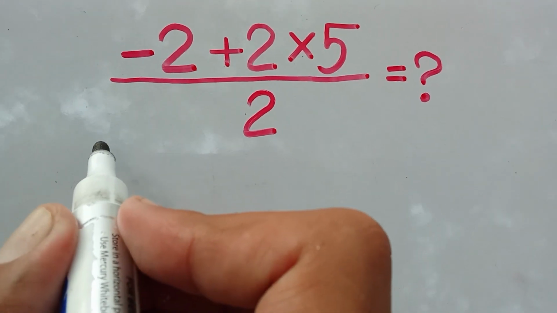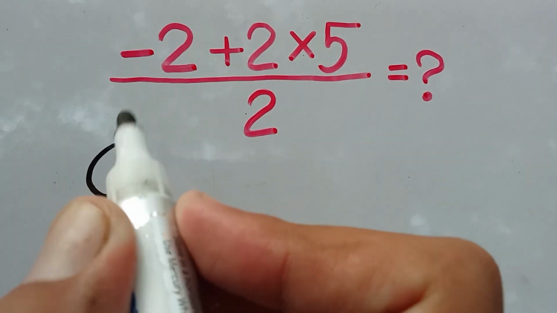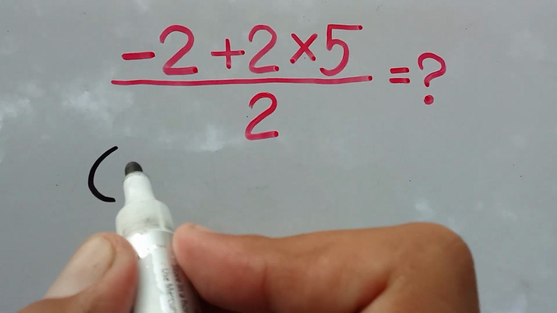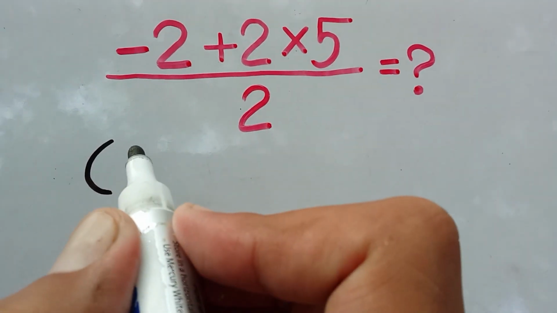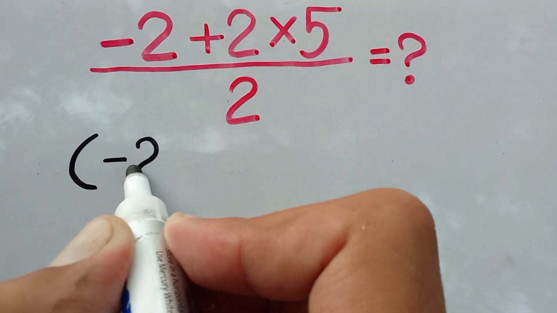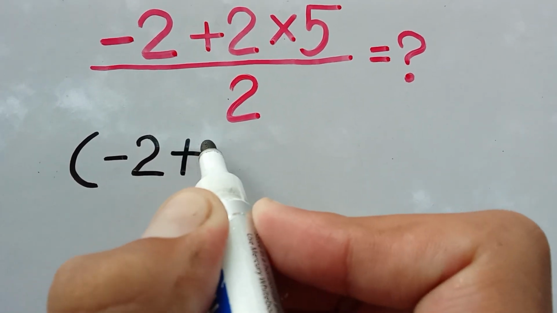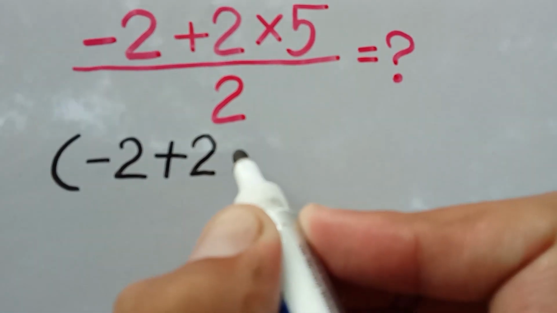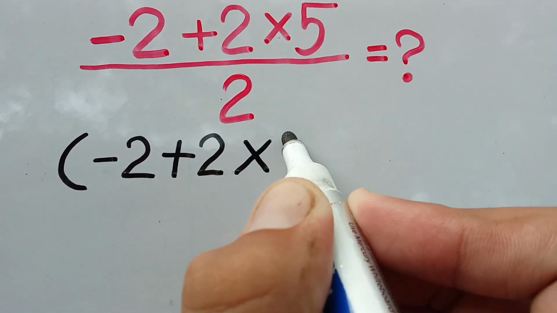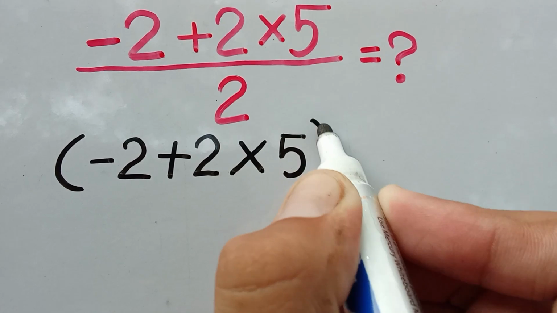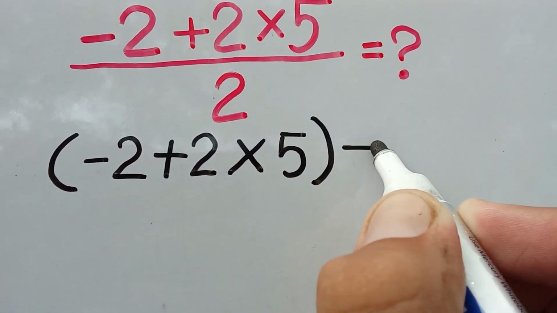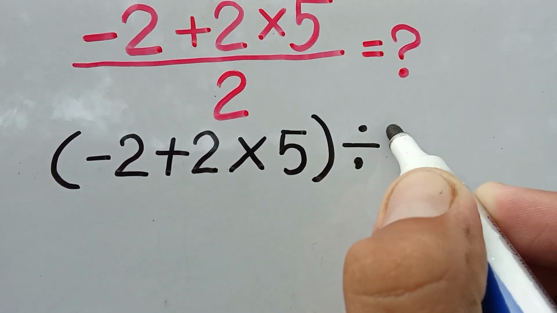So guys, our solution is, first of all guys, I can write this question in this form: open parenthesis, minus 2 plus 2 times 5, close parenthesis divided by 2.